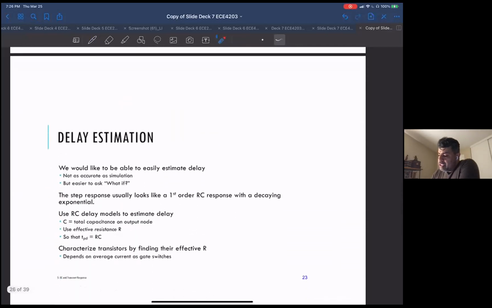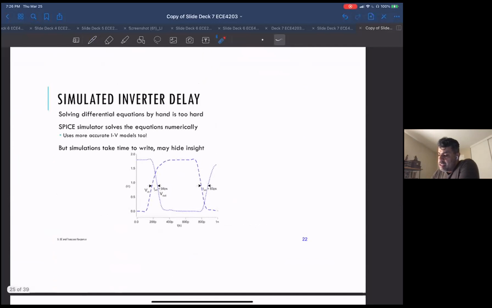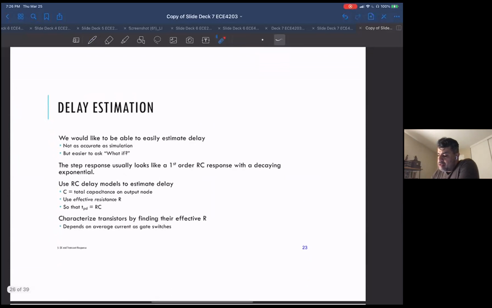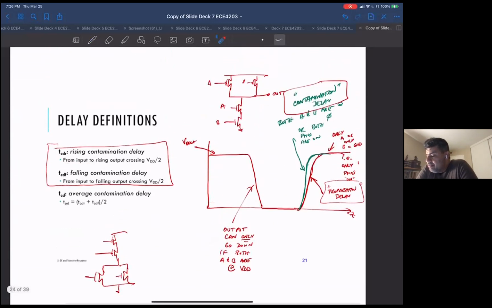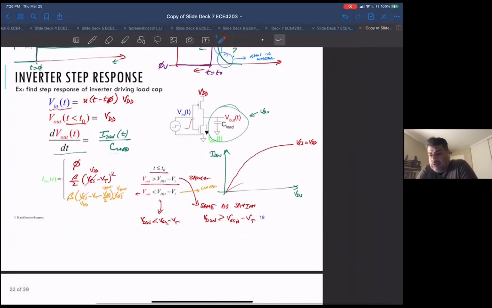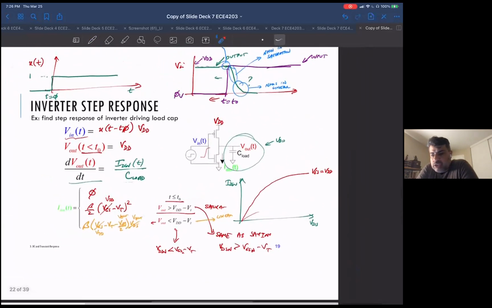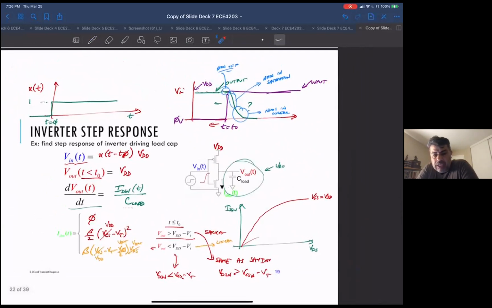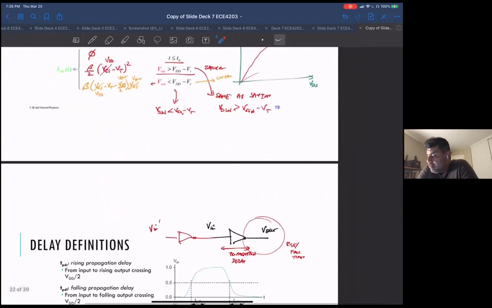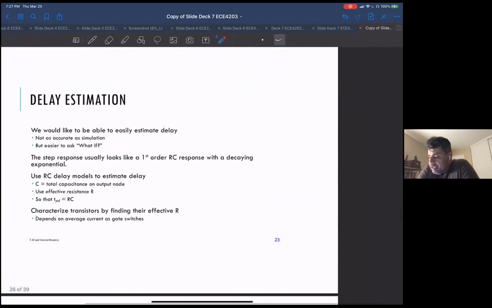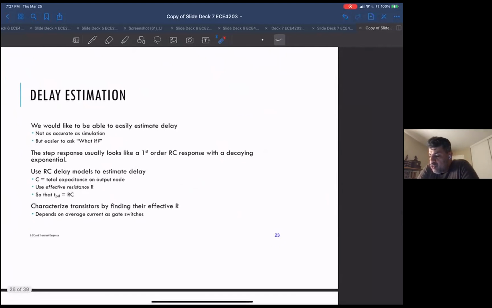So again, why are we doing this? We can just run this in simulation. We're trying to get a rough idea of what these things look like, like a quick back of the envelope calculation of what a delay through a particular size gate looks like, so we have a feel for it before we start simulating. So what we do is we try to simulate this as a first order RC. Okay, so what does that mean?